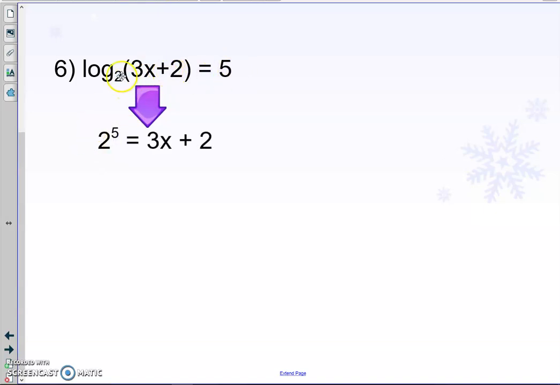So if I rewrite this, converting from logarithmic to exponential form, I get the base of 2 raised to the 5th power equals 32. Good time to count on your fingers. 2 to the 5th is 32. I move my 2 over, and I end up getting x is 10. And before I'm done, I'm going to take that 10 and plug it in and make sure the number inside the logarithm is indeed positive, which it is.